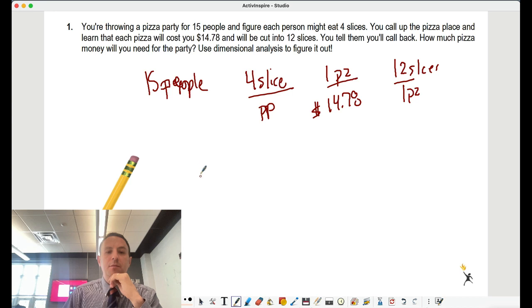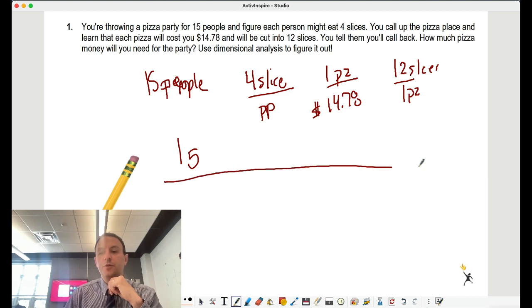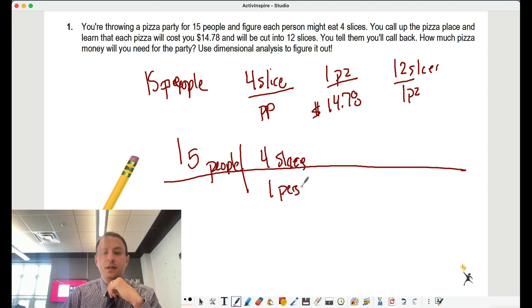So I want to think about this problem. I want 15 people. So there's my first problem. That's my starting point. I'm going to do the railroad track version, and I had a better line this time. People. And I know there are 4 slices over 1 person. So that gets rid of people and person, same idea. I know it's not exactly the same, but we're using our brain and our noggin. We know 1 pizza has 12 slices. There goes slices.